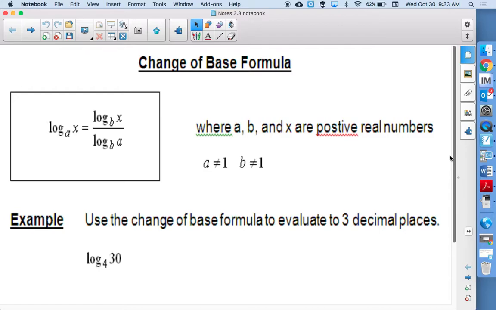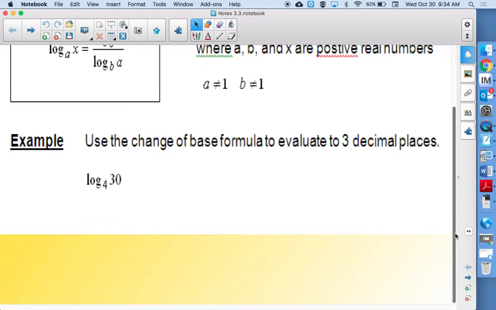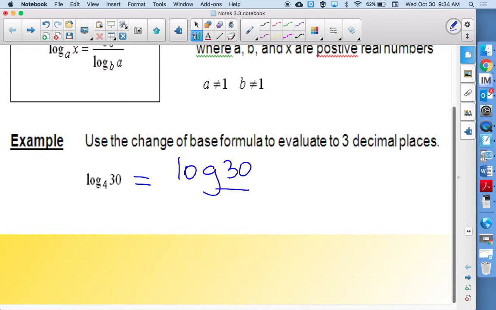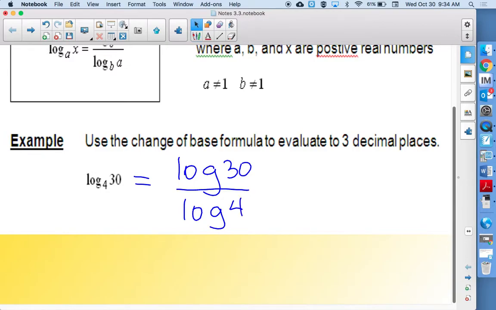So I can rewrite this expression, the log base 4 of 30, in order to evaluate it or to figure out the number, the answer, by taking the log of the big number divided by the log of the base. Change of base formula. So if I look at my problem here, how would I rewrite the log base 4 of 30 to try and use the change of base formula, Brendan? Log of 30 divided by log of 4. Right. So you're taking the log of 30 divided by the log of 4.